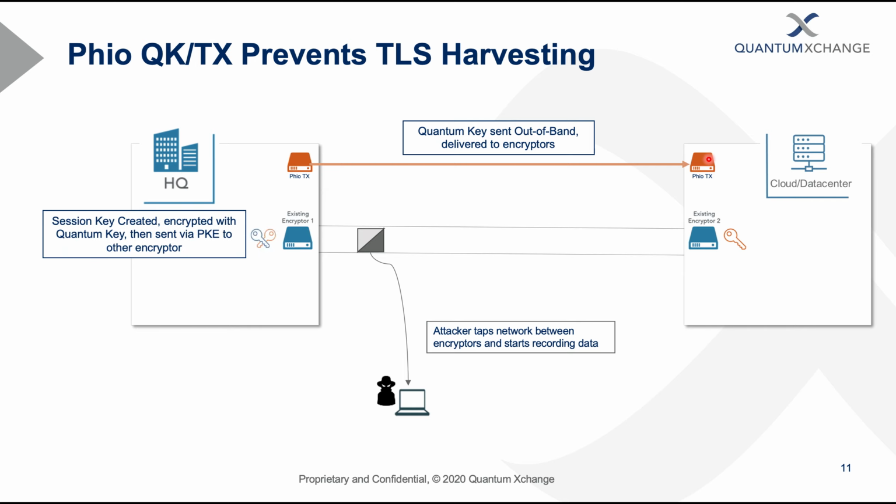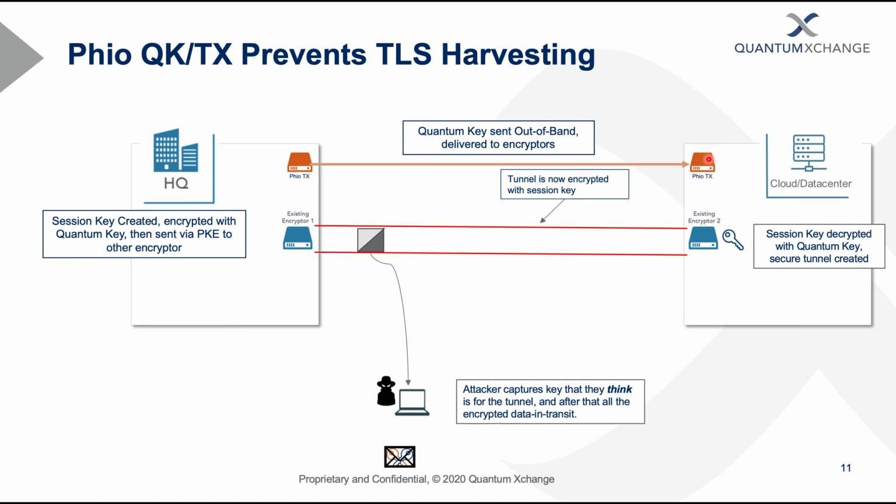So now the encryptor takes it, and rather than encrypt data, they encrypt the key that they send. And then everything else works the same. They take the session key, they wrap it in an envelope, they send it to the other side. It's decrypted with the private key, then it's decrypted with the quantum key, and that session key, which is known only to those two encryptors now, is what's used to create the tunnel. Now the attacker has a copy of the key, but it's a key they think decrypts the data. It's an encrypted key. Now data goes through, everything else works exactly the same.